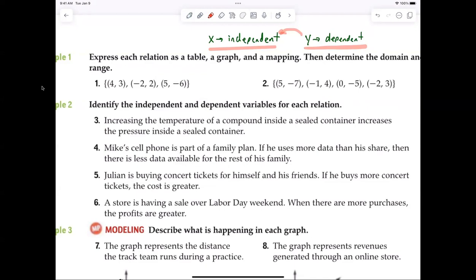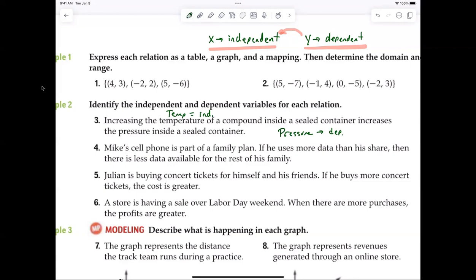So when you increase the temperature, if you want, you can put temp is equal to the independent. I don't mind if you abbreviate. The temperature is the independent, and then the pressure is the what? The pressure is the dependent. Just make sure you know.